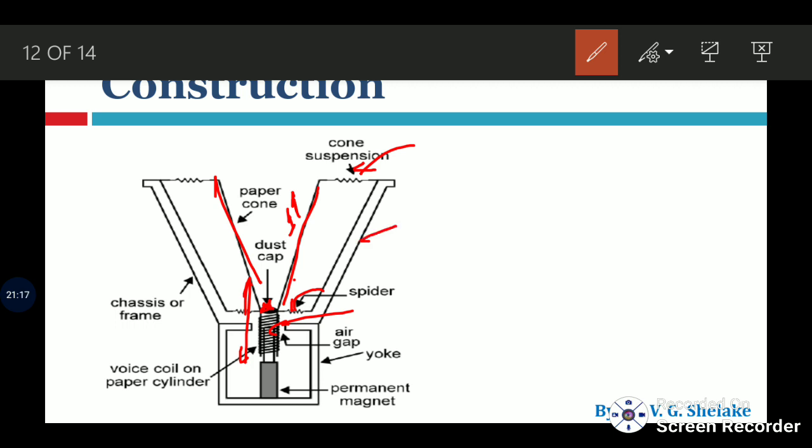It is supported with the chassis, that is called the frame, which is made either of plastic or of metal. According to this construction, we have an idea that it is an active transducer. It does not require any external energy. When we directly apply electrical energy, it converts directly into sound energy. This coil carries current and is placed in a strong magnetic field, and when that current is AC current, this coil starts vibrating in this upward direction, and according to this the paper cone will vibrate. So this is an active transducer.